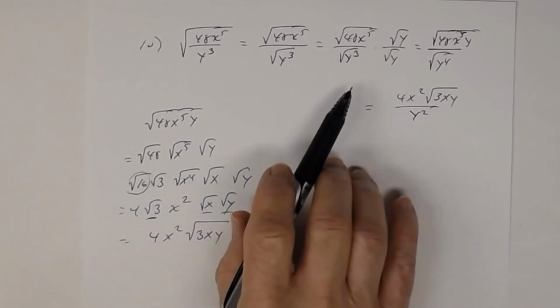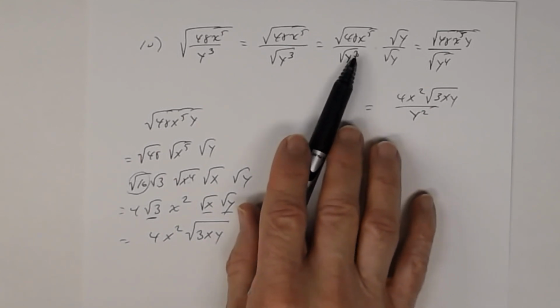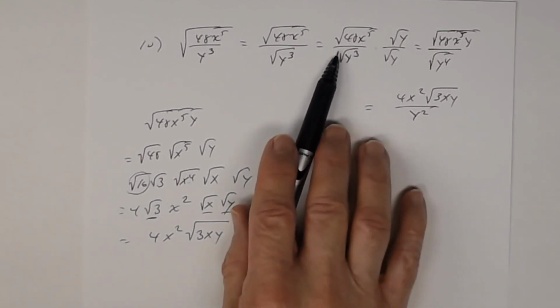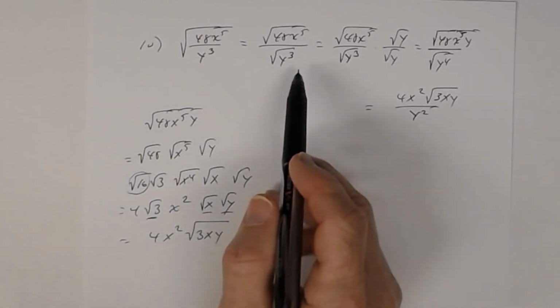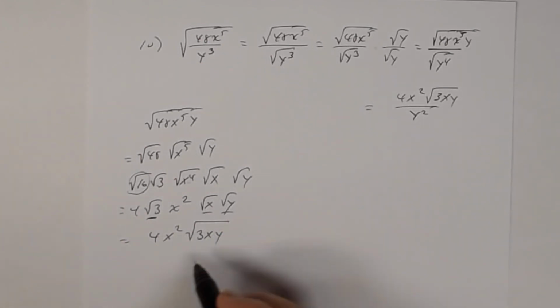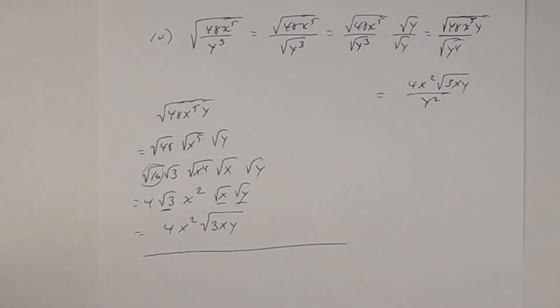So the one approach is to think about what you could multiply this by, so that the exponent is divisible by the index 2. The other way is just to multiply both numerator and denominator by the denominator in it. So let's do that same problem, but use a different approach.